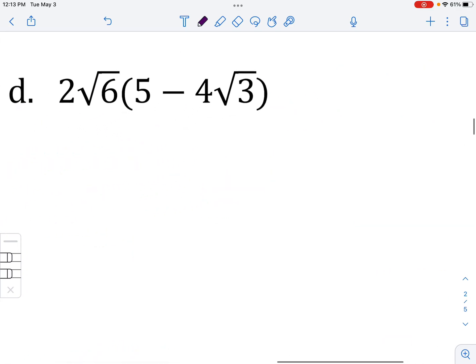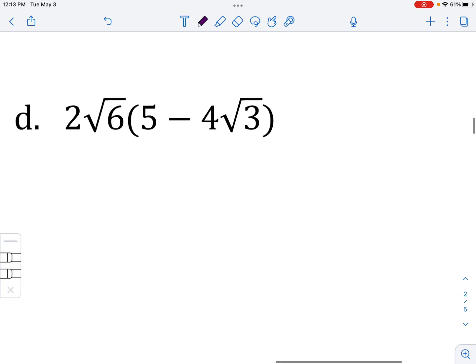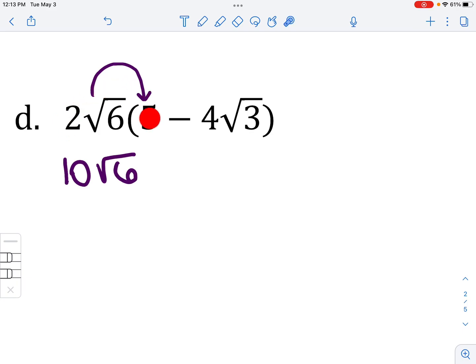So again, we can do something like this. This again is a multiplication problem. It's the distributive property, so we're going to take this here and multiply it by this. So again, when you're multiplying, you multiply matching parts. This is a whole number without a radical, and so is this. So 5 times 2 is 10, and there was no root to multiply with, so the root 6 just comes along. So 5 times 2 is 10 root 6.